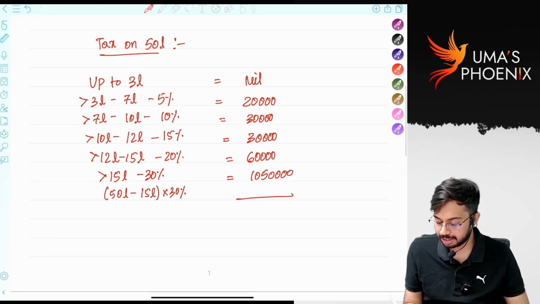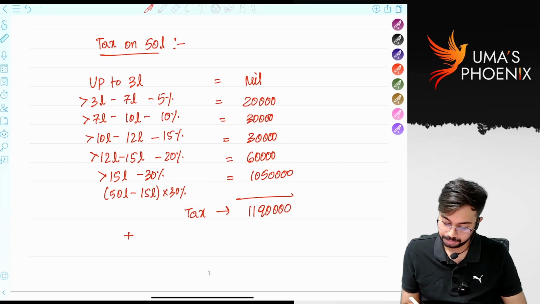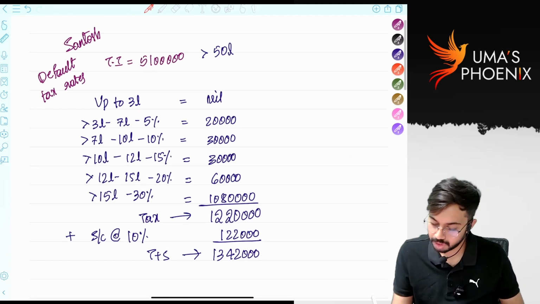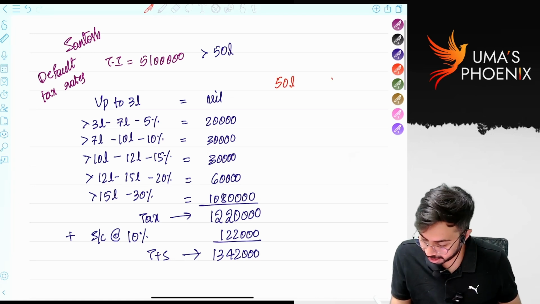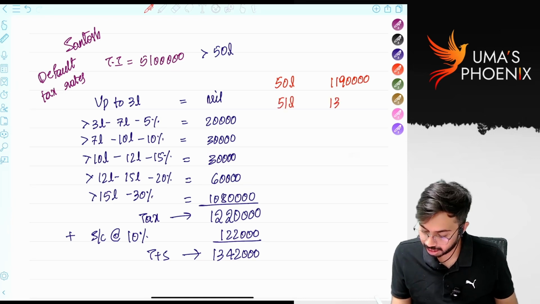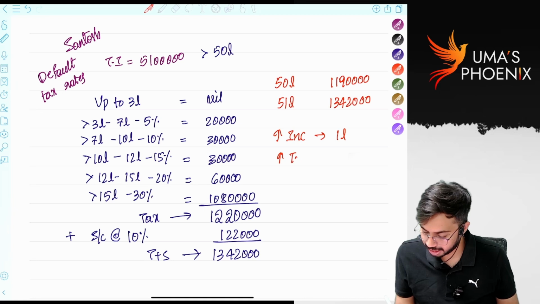So how much is tax? 11 lakh 90,000. Whether surcharge is applicable? No. How much is tax plus surcharge? 11 lakh 90,000. Let us compare. If total income is up to 50 lakhs, tax is 11 lakh 90,000. If total income is 51 lakh, tax is 13 lakh 42,000. That means increase in income is 1 lakh. How much is increase in tax?